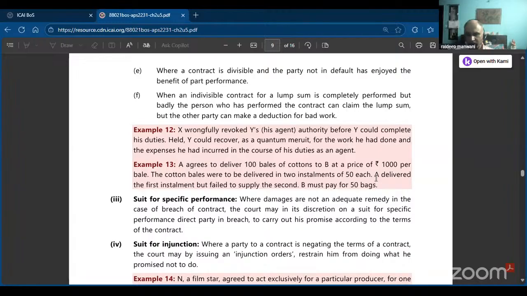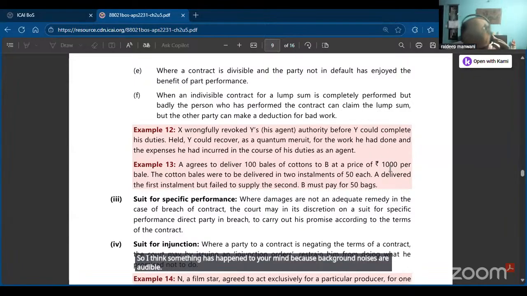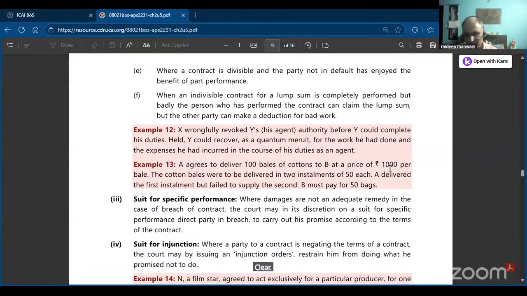Sir, you are not audible. Sir, you're not properly audible, sir. The volume button has been decreased, I believe, sir. Your voice is not clear. I think something has happened to your mic because background noises are audible. Your voice is not audible.